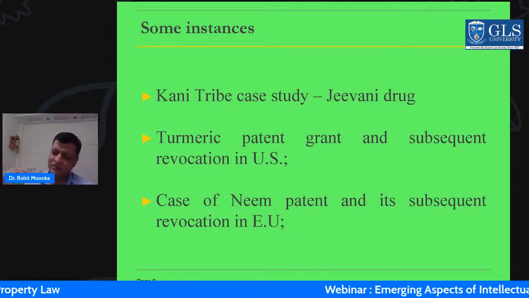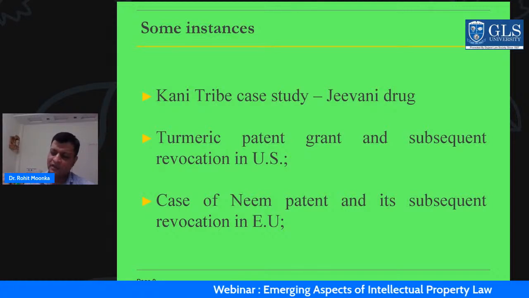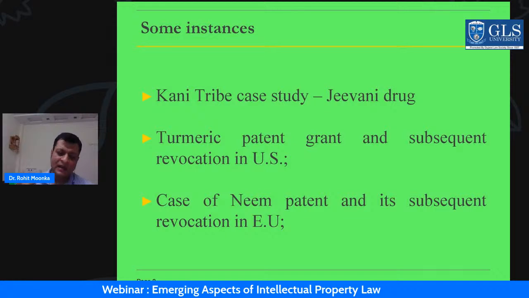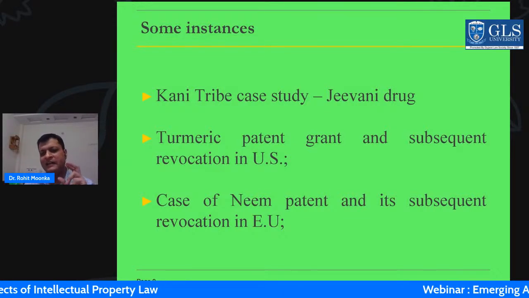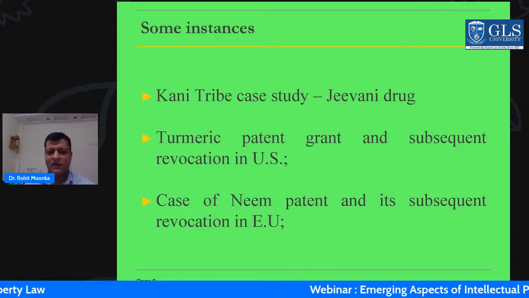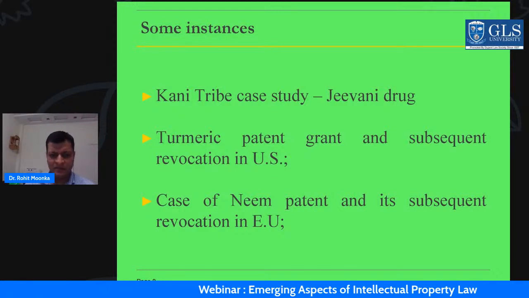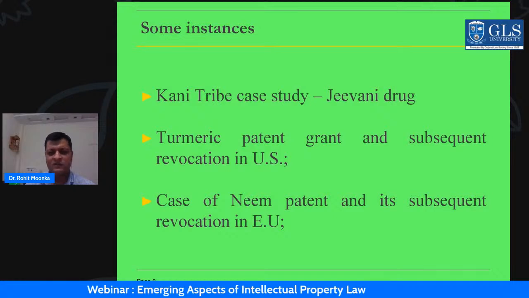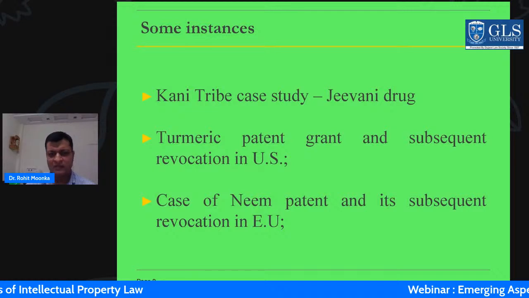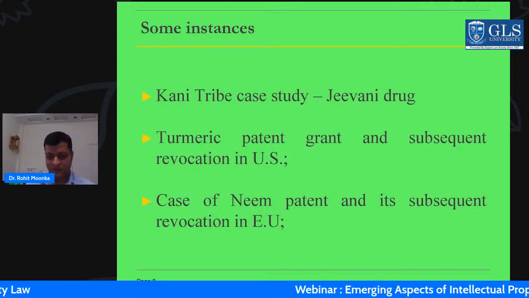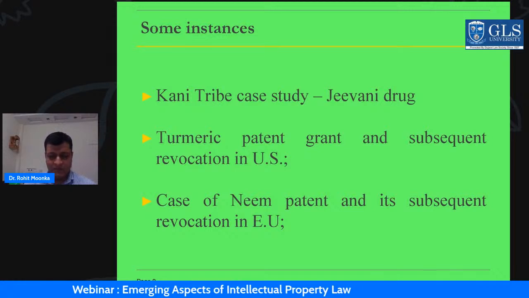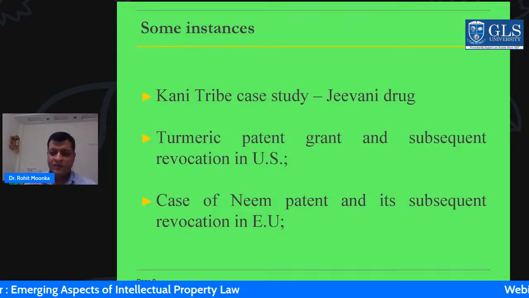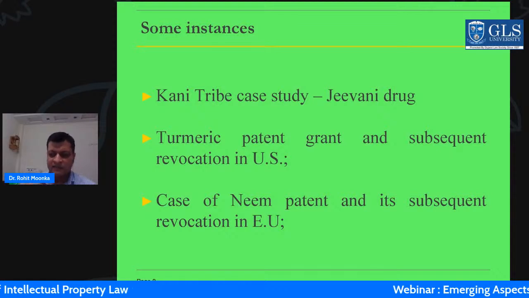The inventors were Indian scientists who are now based in the USA, so they have this Indian connection already. Now what happened? The claimed subject matter in this invention was the use of turmeric powder and its administration, both oral as well as topical, for wound healing. And you all must be aware, I'm sure, that the wound healing properties of turmeric are well known to Indians and South Asians.